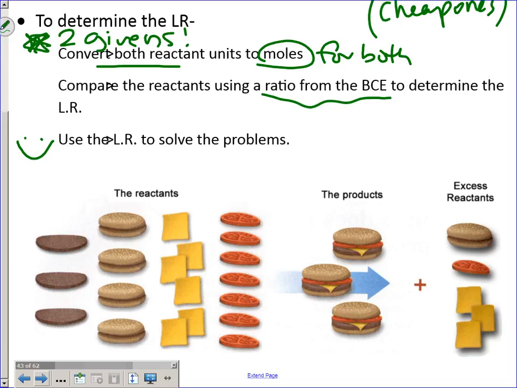So I've got 3 burgers, 4 sandwich things, some cheese, and some tomatoes. Who's my limiting? The burger, right? The meat or the veggie burger, whatever it is. And then who's my excess? Buns, tomatoes, and cheese. But there are different amounts of excess, which is why that whole starting with the moles is important, because that gives us our ratio.